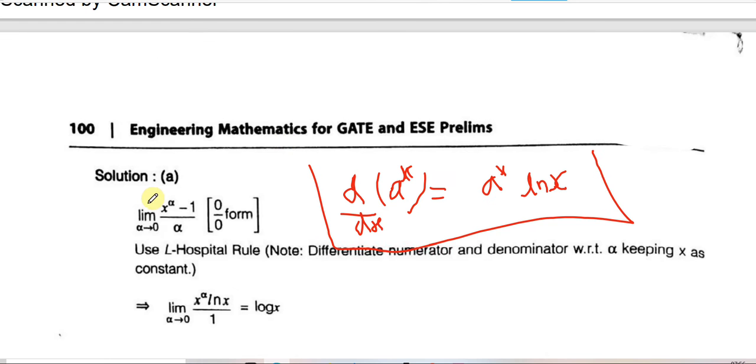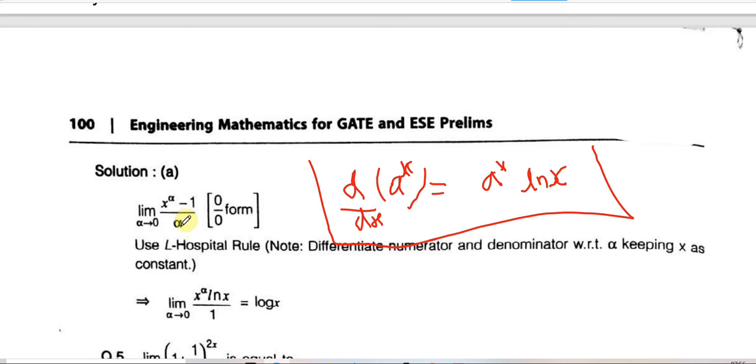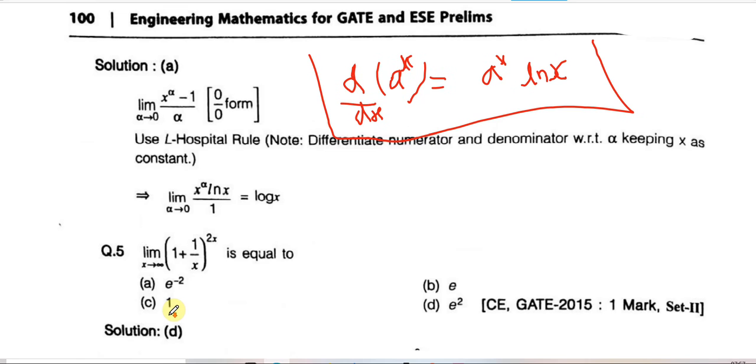So (x to the power alpha minus 1) upon alpha. Its differentiation: a to the power x differentiates to a to the power x ln a. So a to the power x ln a means x to the power alpha ln x. If you put alpha equal to 0, it will be ln x only. So ln x will be our answer.